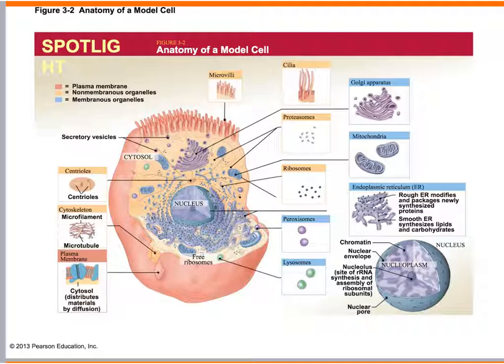Here's a typical cell model. I'm not going to name all the parts, but if you look at that, you're able to get an overview, and these will be the parts that will be on the test.